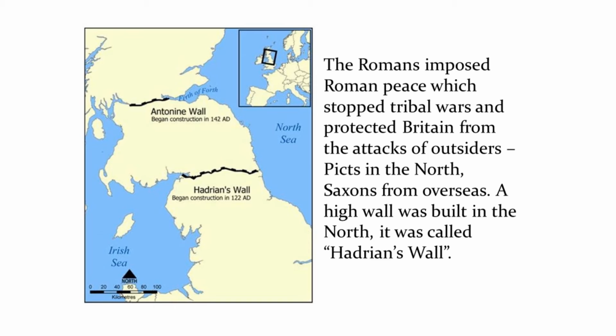The Romans imposed Roman peace which stopped tribal wars and protected Britain from the attacks of outsiders, the Picts in the north, and Saxons from overseas. A high wall was built in the north. It was called Hadrian's Wall.